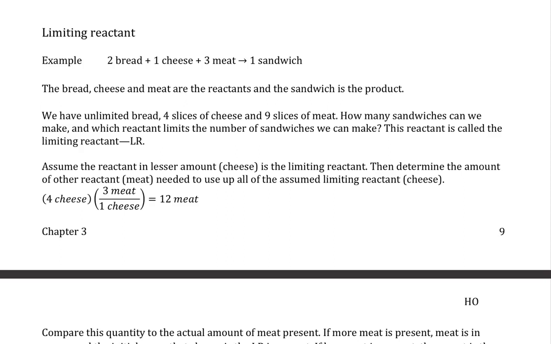Then determine the amount of the other reactant needed to use up all of the assumed limiting reactant. Okay, so we assume the cheese is the limiting reactant. We figure out how many pieces of meat we have to use to use up all the cheese. So we write our mole ratio between the meat and the cheese, and we get that we need 12 pieces of meat.